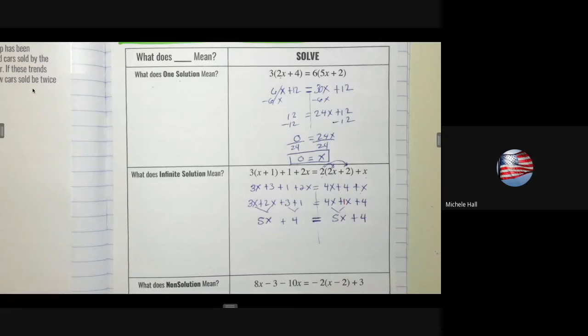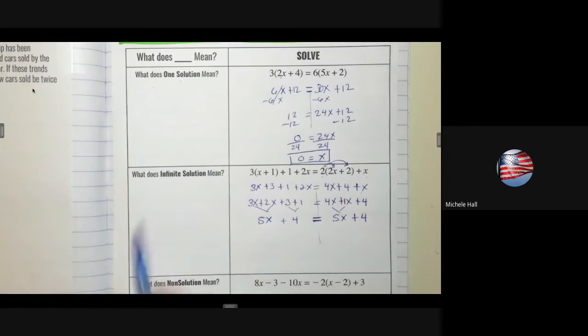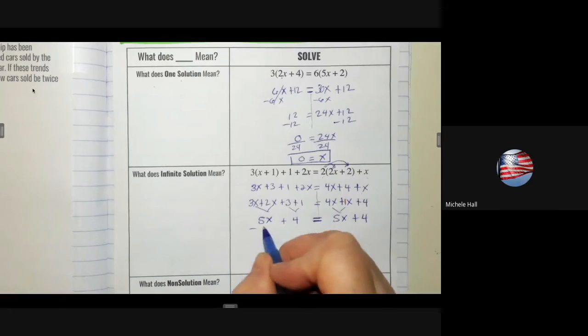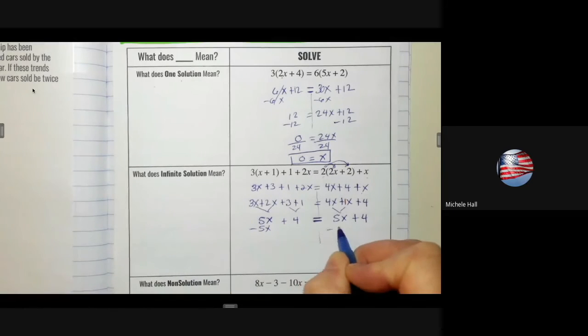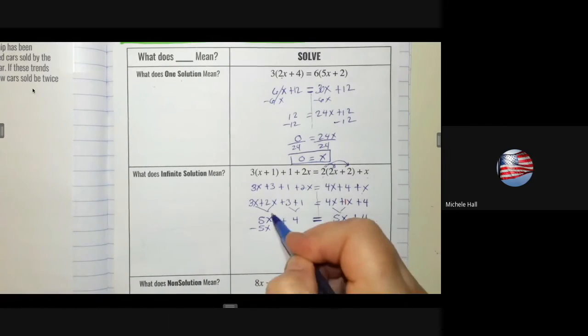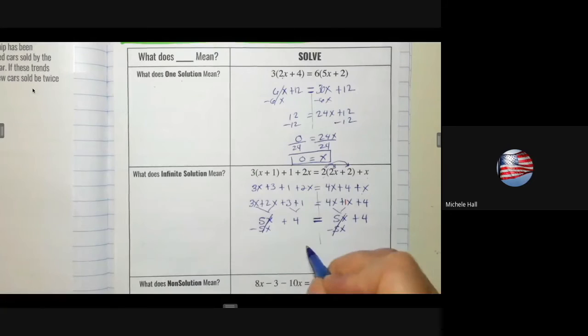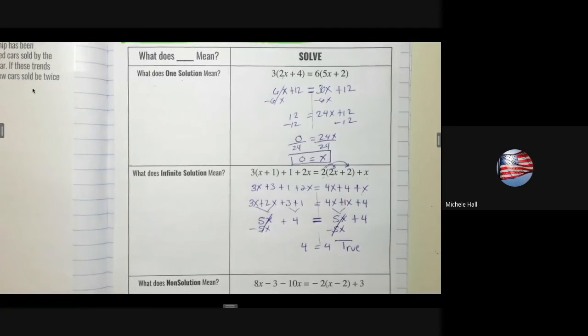What I can see here so far for an infinite solution is that I have exactly the same thing on both sides. 5x plus 4, 5x plus 4. If I continue to solve, let's combine our x's. So minus 5x, minus 5x. And these are canceling, which leaves 4 equals 4. That's a true statement. That means when I get a true statement, there will be an infinite number of solutions.